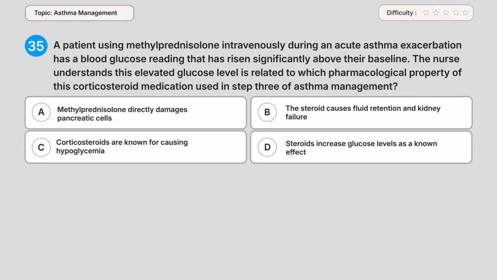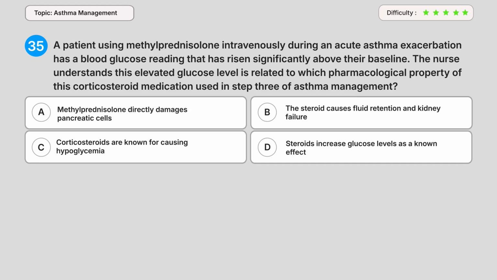35. A patient using methylprednisolone intravenously during an acute asthma exacerbation has a blood glucose reading that has risen significantly above their baseline. The nurse understands this elevated glucose level is related to which pharmacological property of this corticosteroid medication used in step 3 of asthma management.